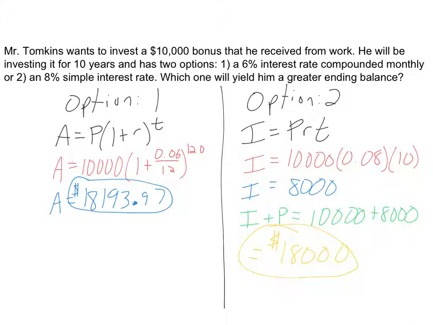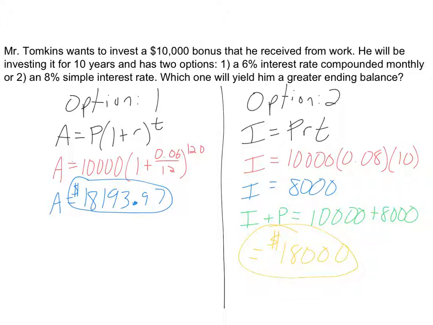For the first option, our equation should be 10,000 times 1 plus 0.06 over 12, because again, it's compounded monthly, so we need to divide our interest rate by 12. Raised to the 120th power, because again, number of years times the number of compounding periods per year. 10 times 12 is 120. If we type that into our calculator, we should get $18,193.97 at the end.